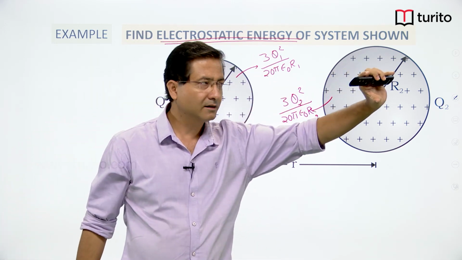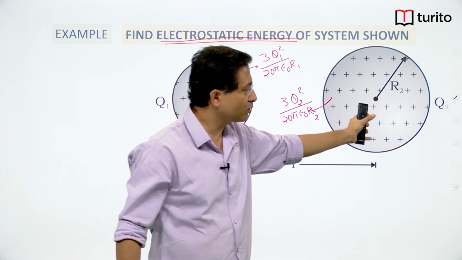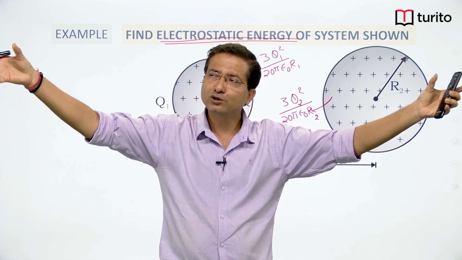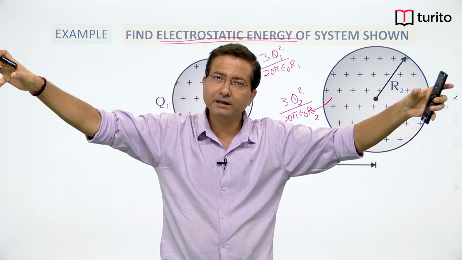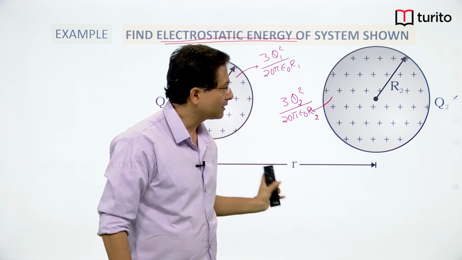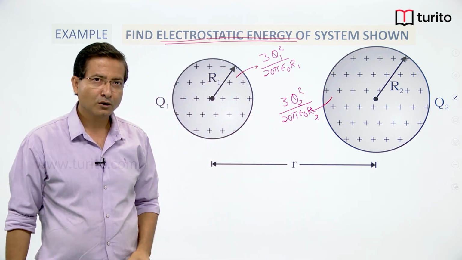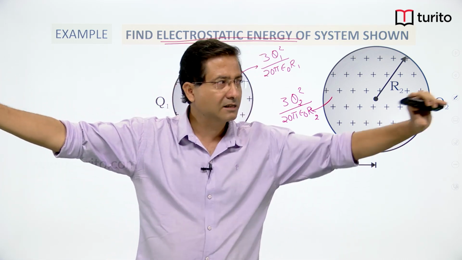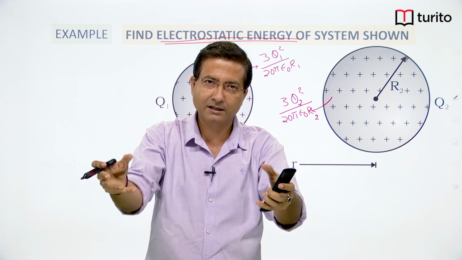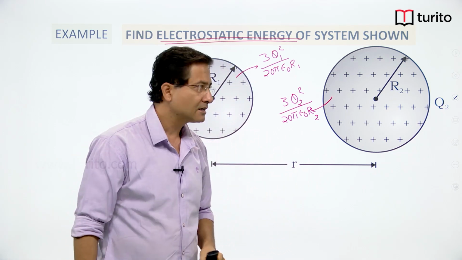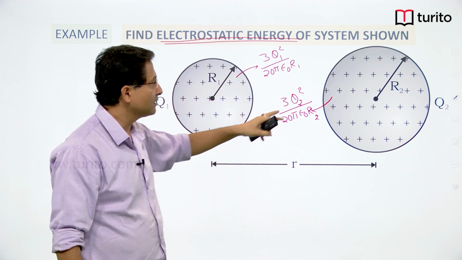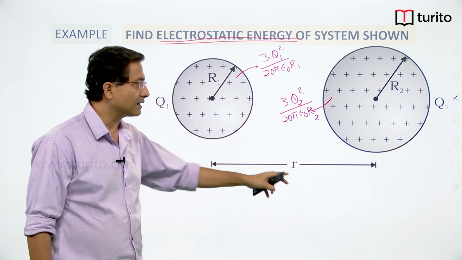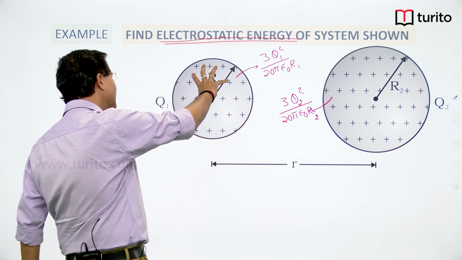Now, you have made q2 at infinity and q1 at infinity. Now, you are bringing them and placing them at distance r. So, now there is interaction energy associated. So, their self energy, now interaction energy. So, total energy will be the sum of self energy and this interaction energy. To find out this interaction energy, I can assume this whole charge is placed at the center.